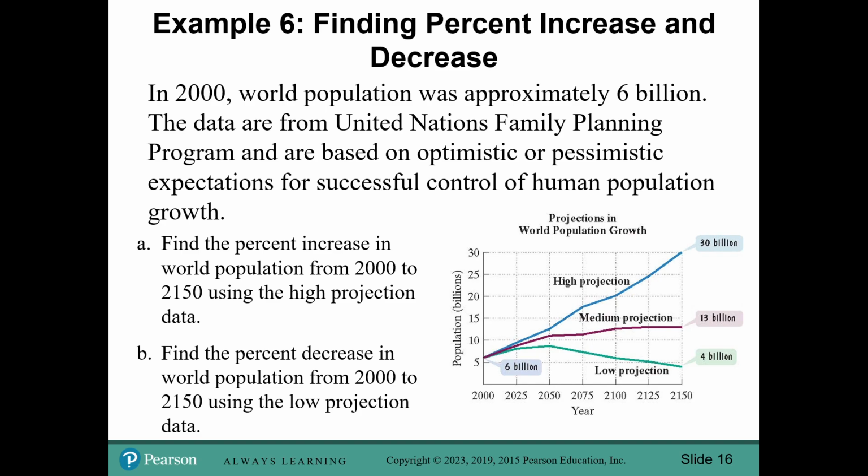In 2000, world population was approximately 6 billion. The data are from the United Nations Family Planning Program and are based on optimistic or pessimistic expectations for successful control of human population growth. Now, A says find the percent increase in world population from 2000 to 2150 using the high projection data. And B wants us to look the other direction. It says find the percent decrease in world population from 2000 to 2150 using the low projection data.